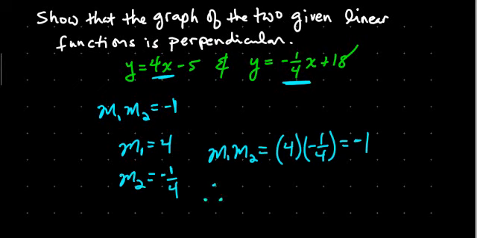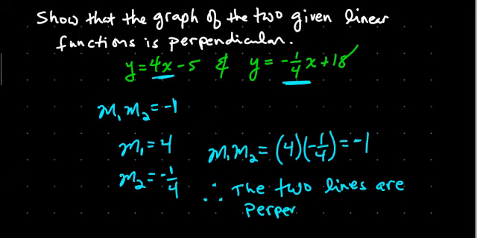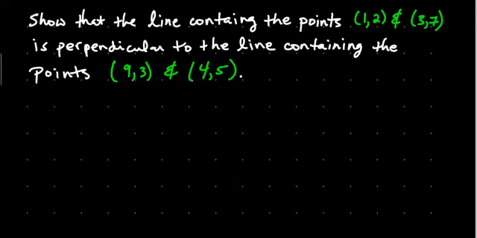Therefore, these two lines are perpendicular. Simple process to test if two lines are perpendicular. Find their slopes, multiply them together. If you get -1, perpendicular. If it's not -1, they are not perpendicular. So these two were. One more here.